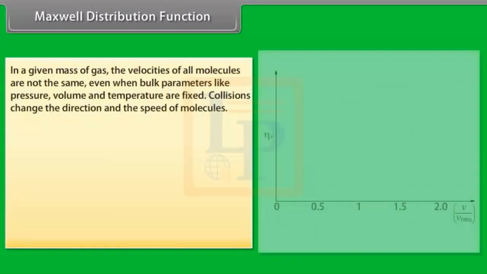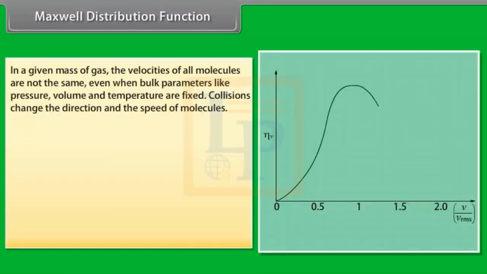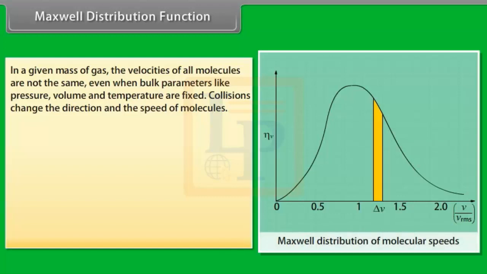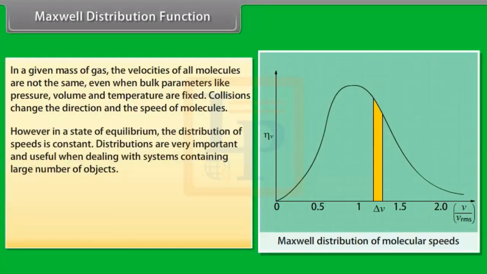Maxwell distribution function. In a given mass of gas, the velocities of all molecules are not the same, even when bulk parameters like pressure, volume and temperature are fixed. Collisions change the direction and the speed of molecules. However, in a state of equilibrium, the distribution of speed is constant.